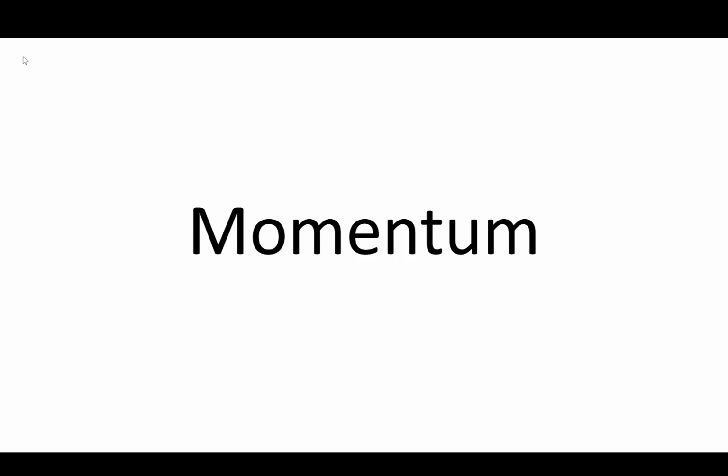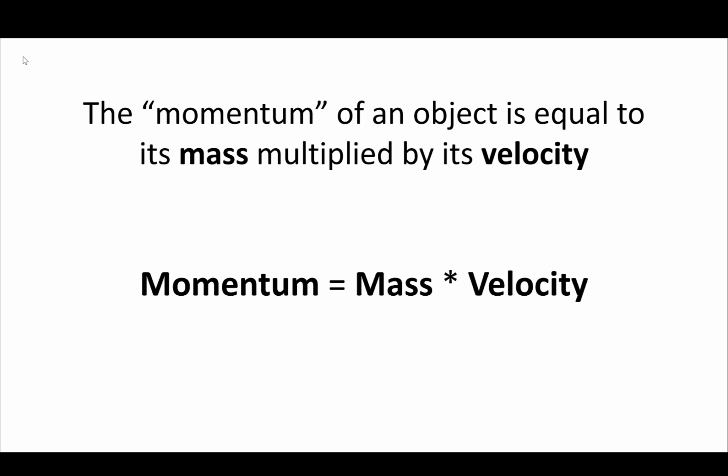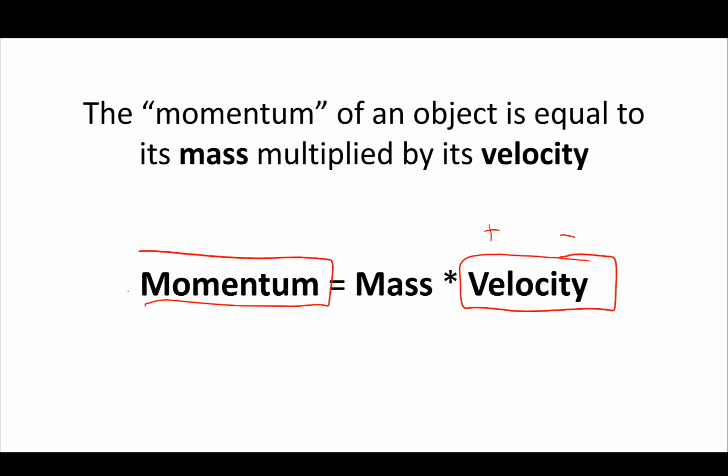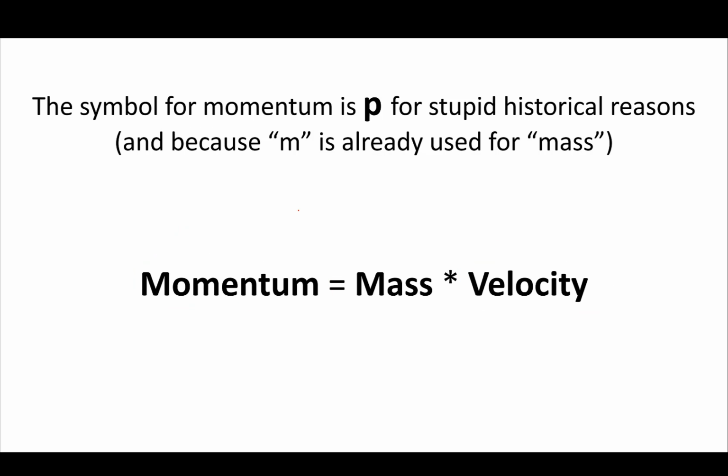Hello, this video is going to be about momentum. So the momentum of an object is equal to its mass multiplied by its velocity. It's pretty simple. Velocity is a vector quantity, remember, which means that velocity can be positive if something is moving forward or negative if it's moving backwards. Velocity has a direction, and that means that momentum also has a direction. You can have positive momentum if you're moving forwards and negative momentum if you're moving backwards. So momentum is a vector just like velocity.